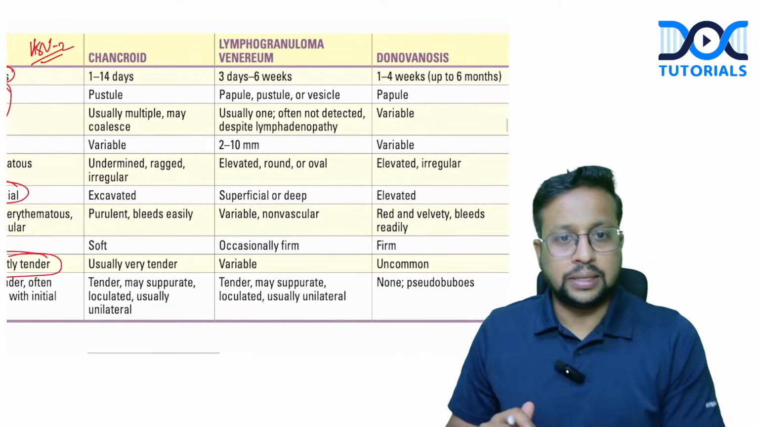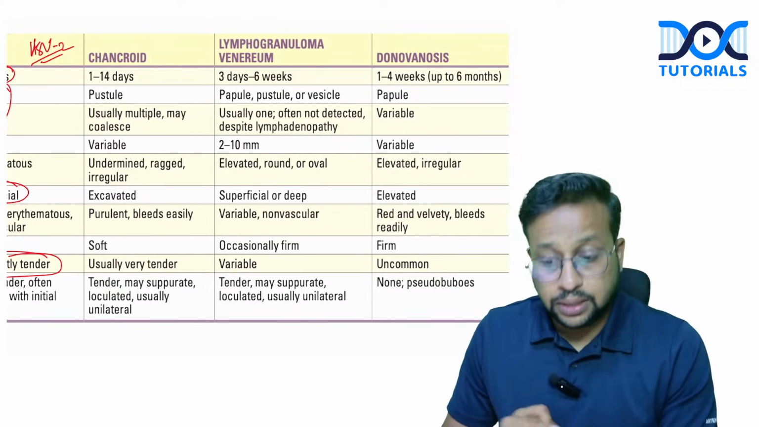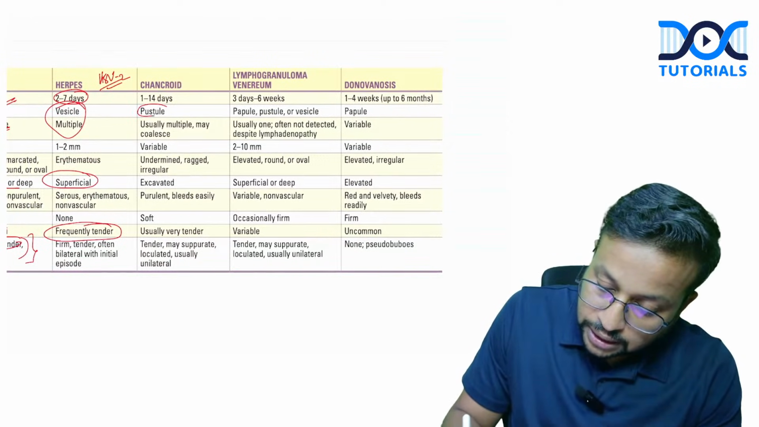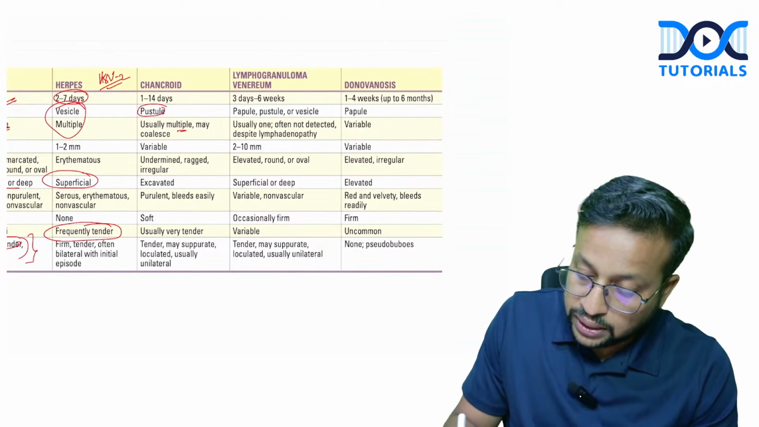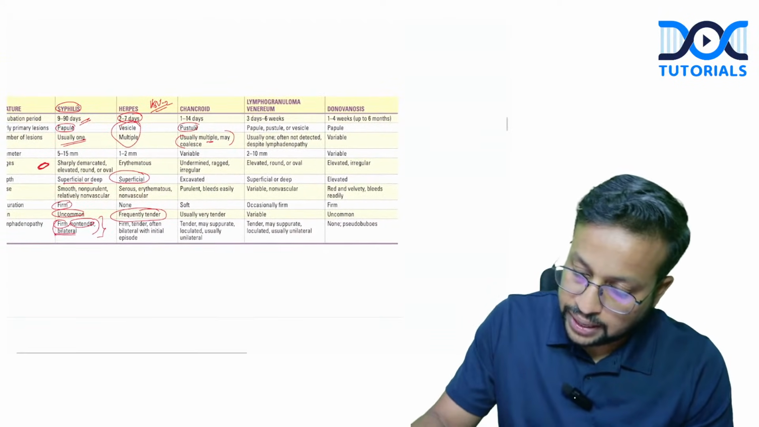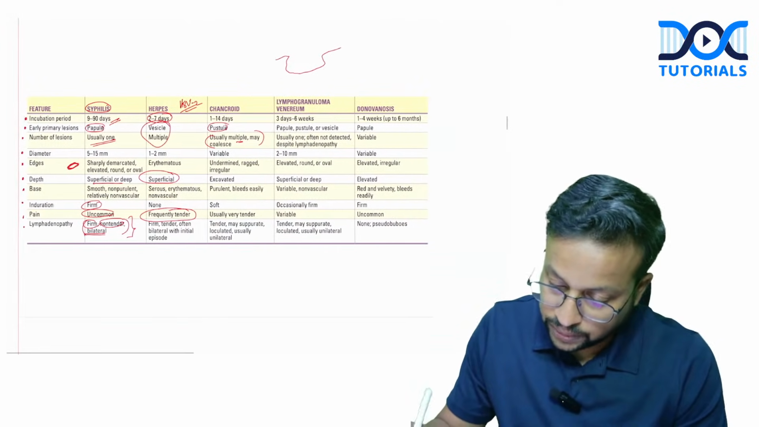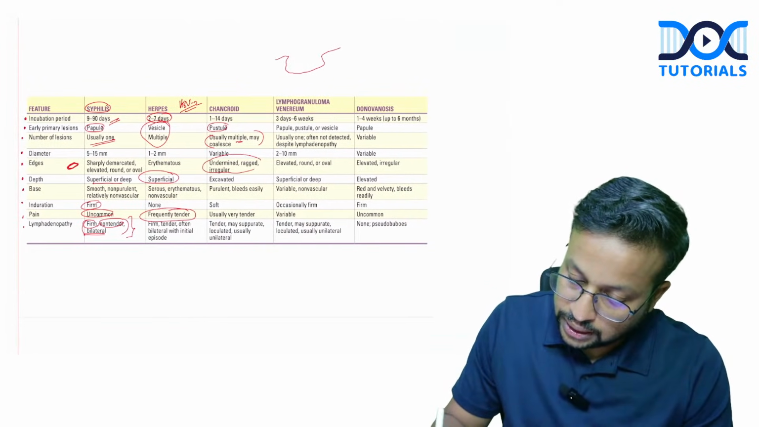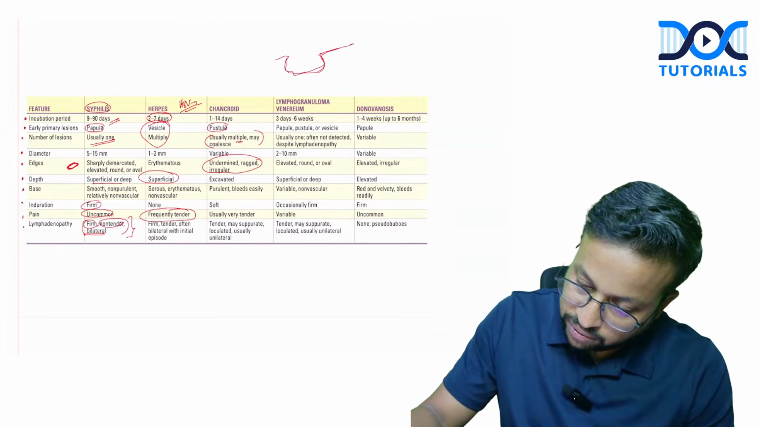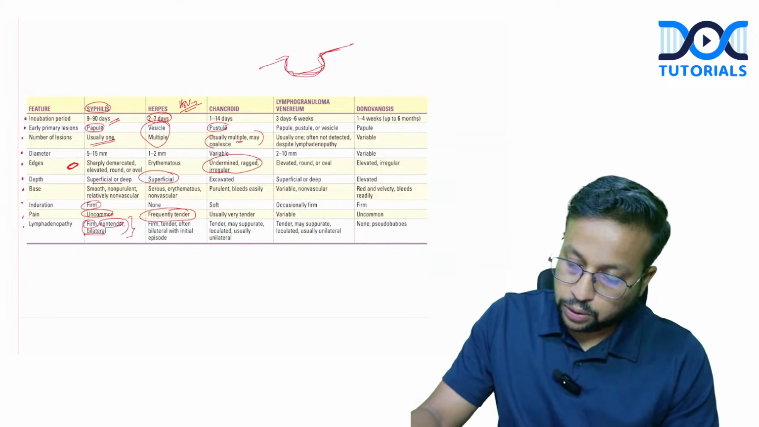Chancroid is another sexually transmitted disease which causes ulcers. It initially starts as a pustule. There are multiple lesions, but they may coalesce to form a larger ulcer. It typically has undermined or ragged edges. So the edges are undermined and ragged, and it may have a depth. There is an excavation which can be seen in case of chancroid.